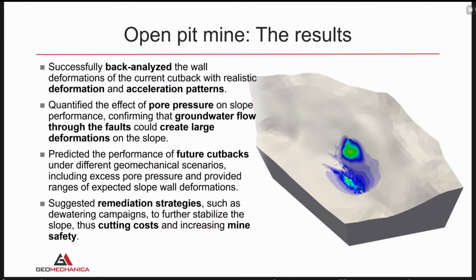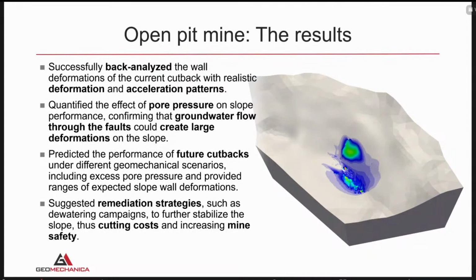So, where we see the deformation that you see on the right-hand side, the extent of deformations and the acceleration patterns, they all match pretty well with field observations. With these, we were able to quantify the effect of pore pressure on the slope performance, and we confirmed that groundwater flow through the faults was the main reason that we were seeing large deformations on the slope. It wasn't really groundwater flow in the slope itself, but mostly some of these faults that were connected to a groundwater source that were causing large deformations on the slope.